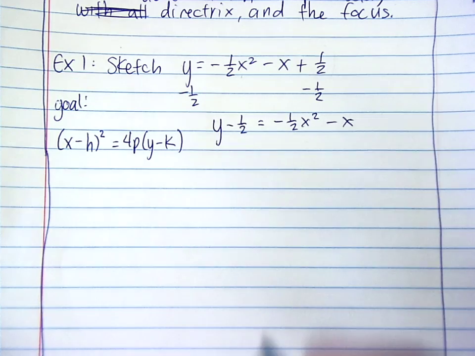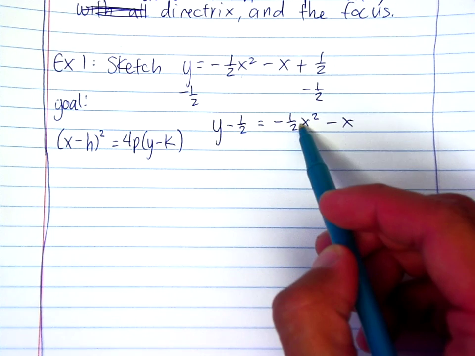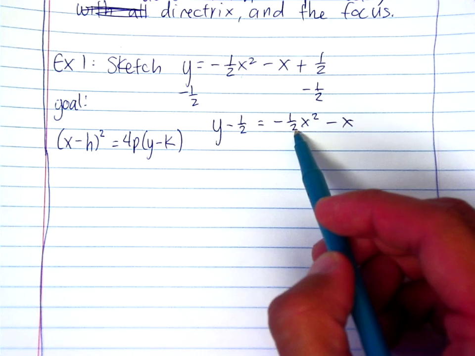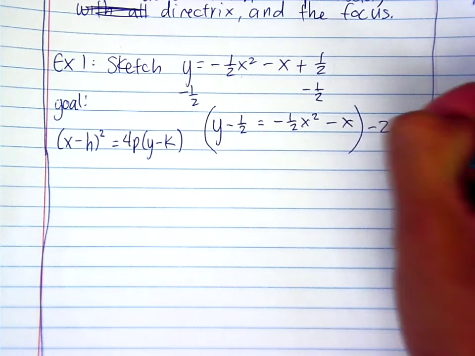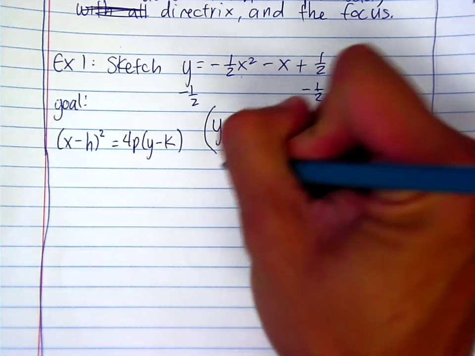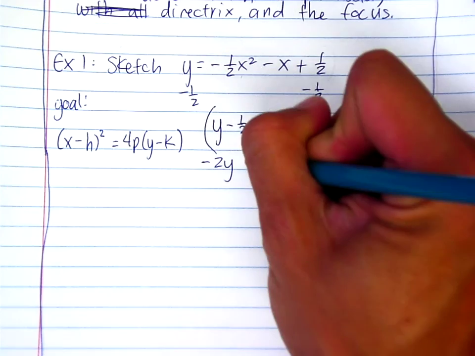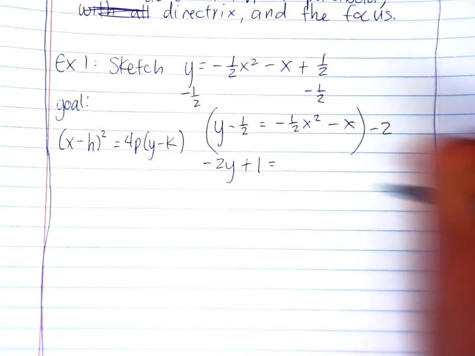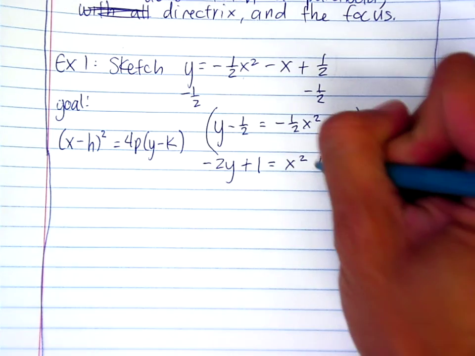Okay, I don't want to deal with any fractions, so I'm probably going to get rid of the 2. And I probably want the coefficient of x squared to be positive. So let's multiply the whole equation by negative 2. If I do that, I'll get negative 2y plus 1 equals x squared plus 2x.